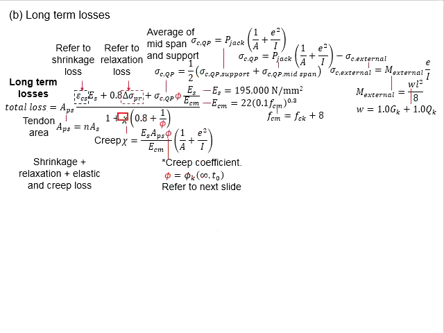Now that you have computed the chi here, you will need to next compute the sigma c QP, which is considered as the average of the stresses at the support and stresses at the midspan. The e at the support is 450 and the e at the midspan is also 450. The only difference between the stresses here will be the sigma c external, which is determined from the moment caused by the UDL, and the factor of safety will be taken as 1.0.